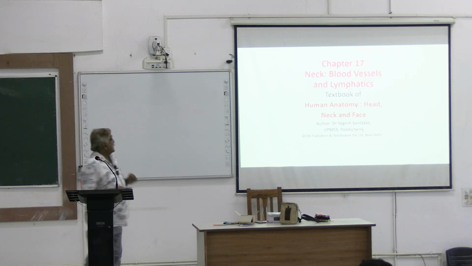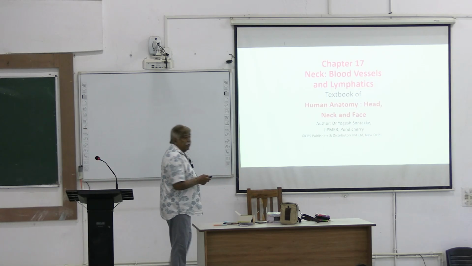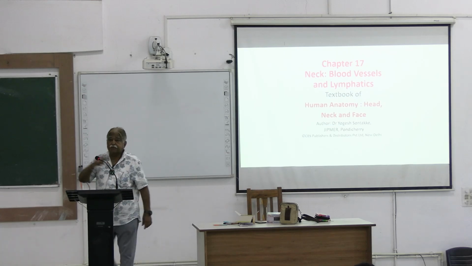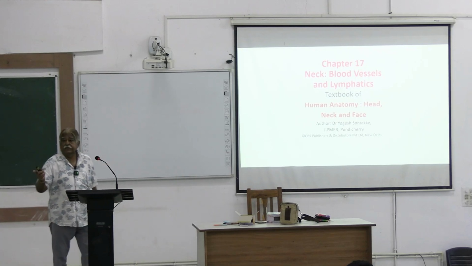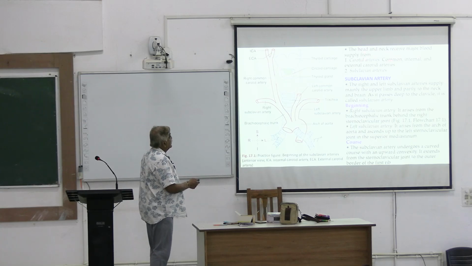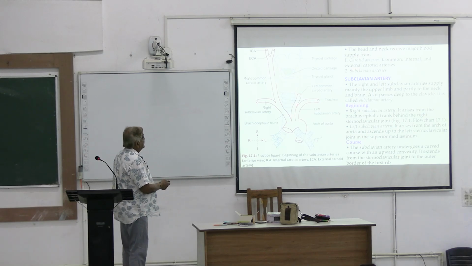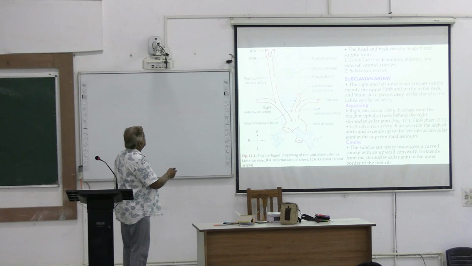Okay, now today's topic is head, neck and face, blood vessels and lymphatics, because today's routine is the parotid, but I have finished parotid the previous day. Now the head and neck receive major blood supply from the carotid arteries, common, internal and external carotid arteries, and subclavian arteries. This is the right subclavian artery, this is the left subclavian artery, this is the left common carotid artery, this is the right common carotid artery, internal carotid artery, external carotid artery.